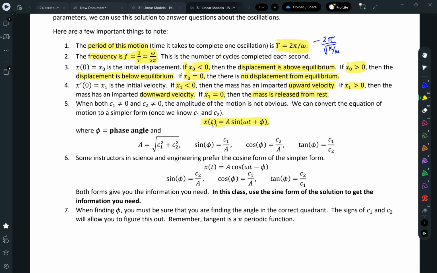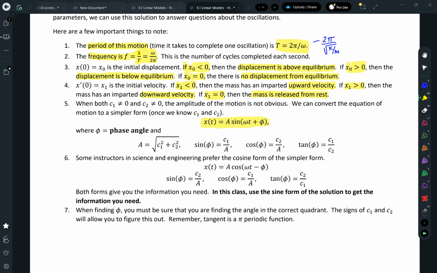Then we'll be able to convert our equation of motion to x of t equals A times sine of omega t plus phi, where phi is called a phase angle, and it's like the shift of the sine function. Now the amplitude will be found by taking the sum of squares of C1 and C2 and then taking a square root of that. That will tell you the maximum distance above and below equilibrium that your equation of motion will hit.